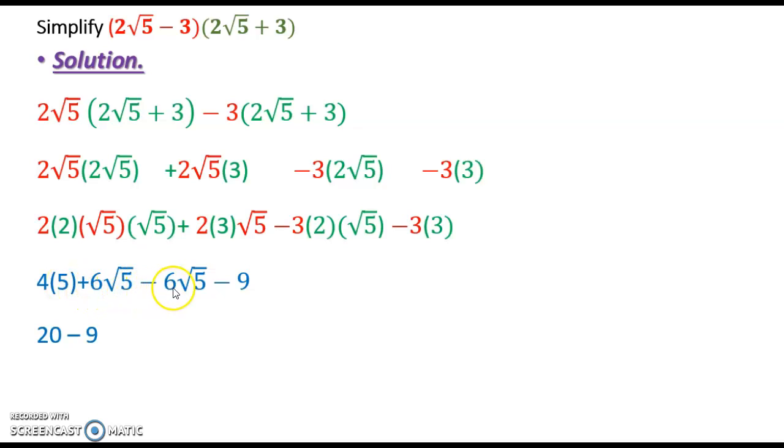6 root 5, take away 6 root 5, they're gone because they cancel each other out, minus 9. So 20 minus 9 is 11.